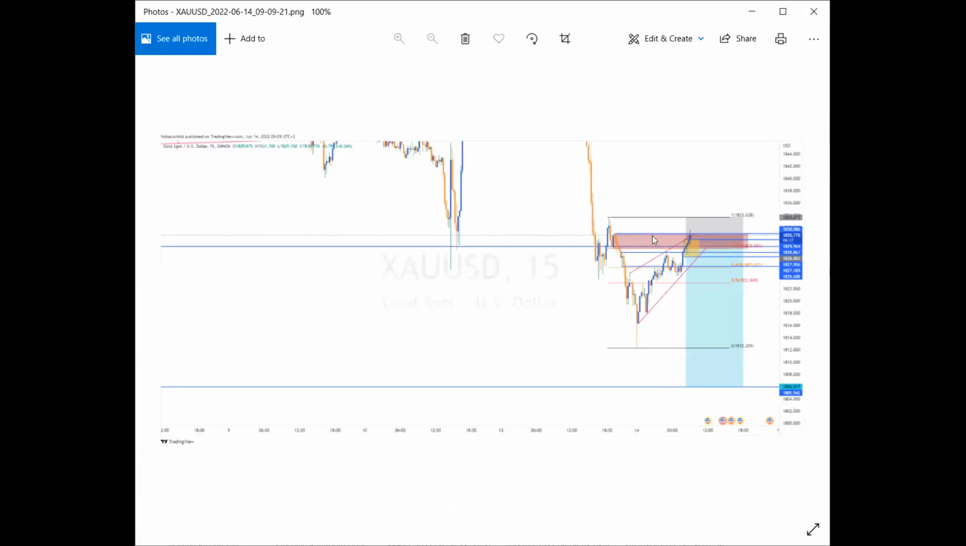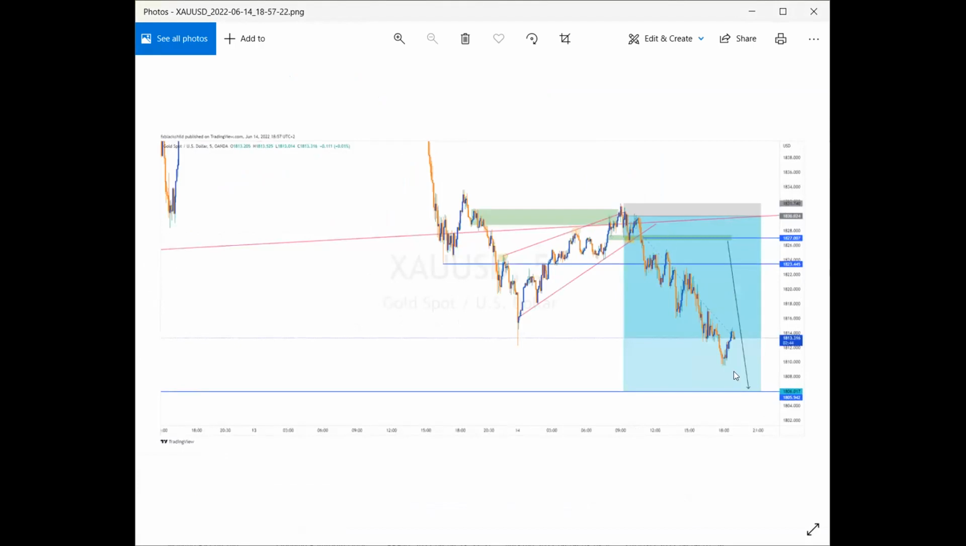All right, yeah, that's exactly what I'm talking about. I was expecting price to come into this zone. As a result, price came here, and as soon as it came there, see what happened. Price came here and started pulling to the downside. That is exactly what I'm talking about.